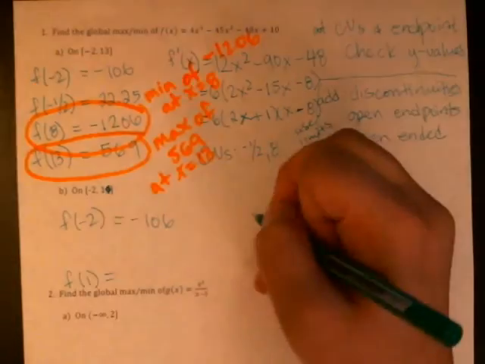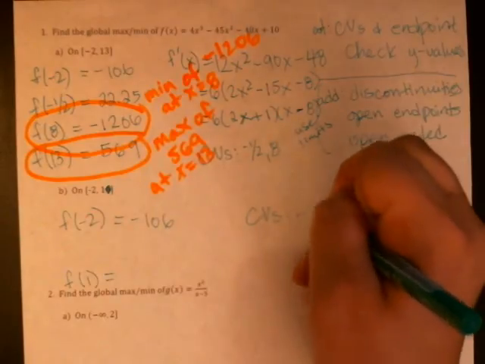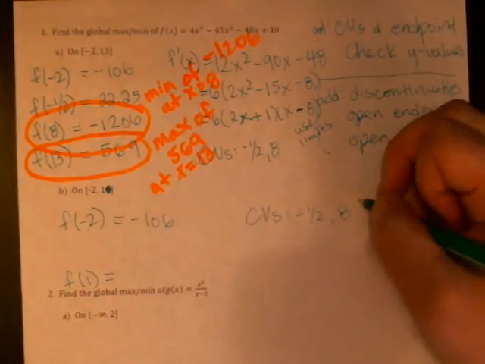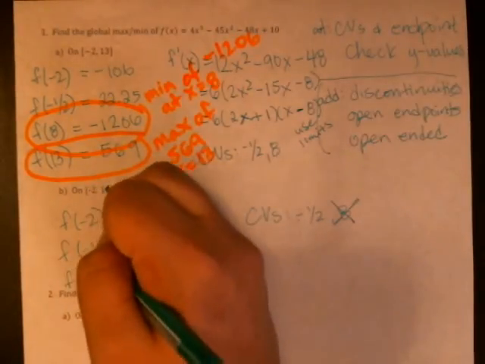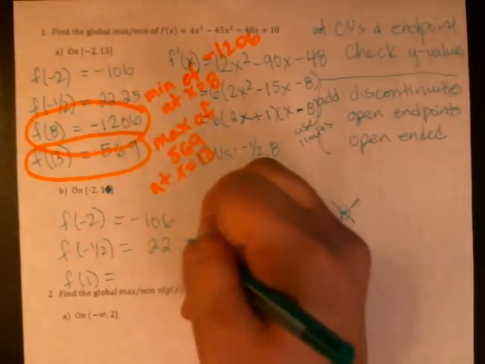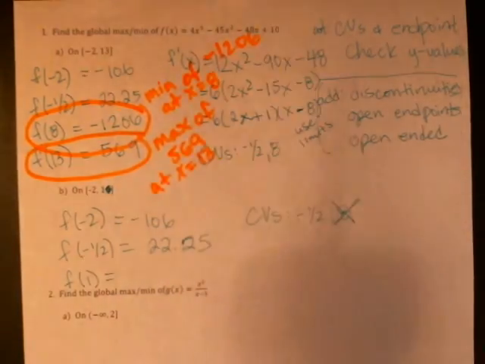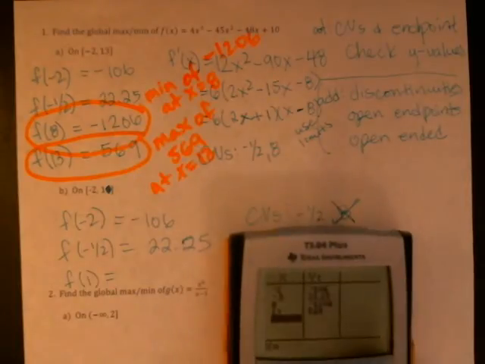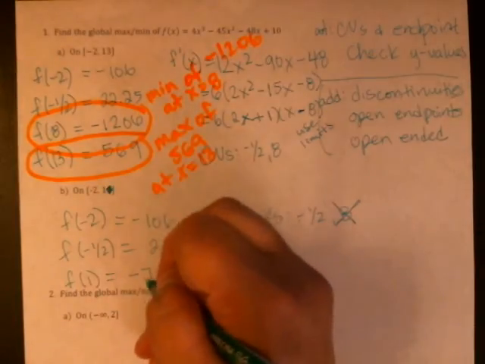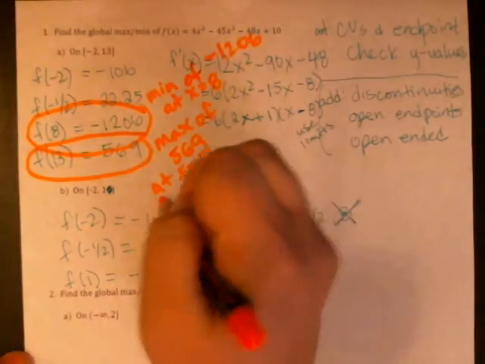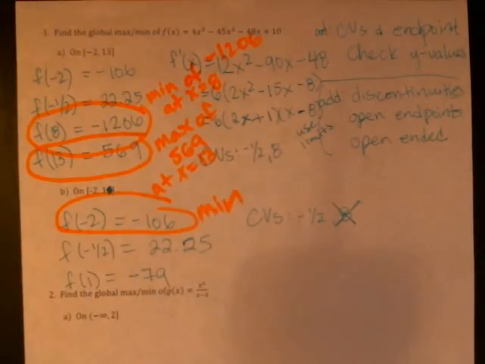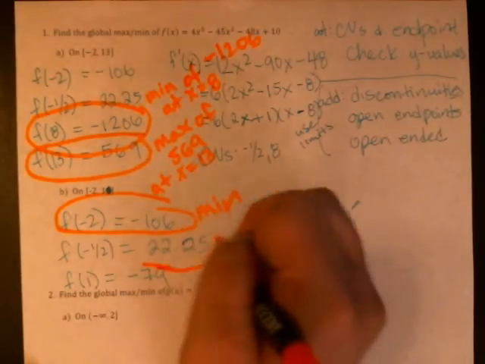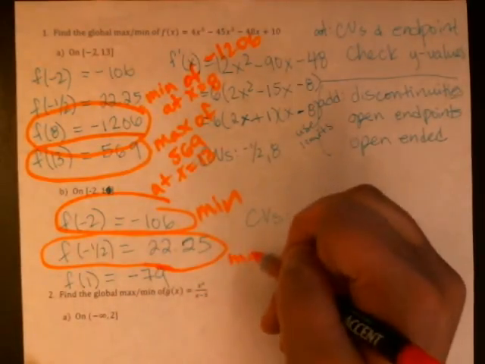What you want to be careful about, so the critical values are negative 1/2 and 8, is that I don't care about the 8 because it's not in my interval. So negative 1/2 I do check, and I know I'll get a 22.25, but I do not check 8. It's not on my interval. It can't be the global max. So I just need to check 1, which is negative 79. So now I got my minimum of negative 106 when x is negative 2, and my maximum of 22.5 when x is negative 1/2.